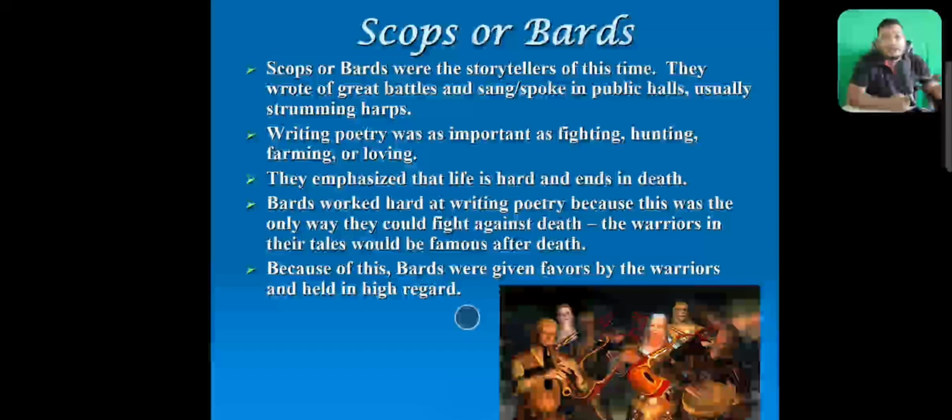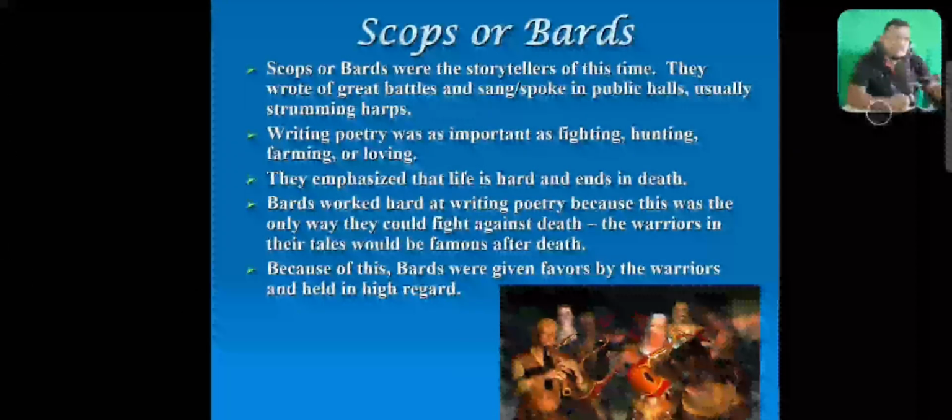Bards worked hard at writing poetry because this was the only way they could fight against death. The warriors in their tales would be famous after death. So there were a lot of writers writing about the warriors at that time. Because of this, bards were given favors by the warriors and held in high regard. There was a lot of respect from the king for the bards at that time, because they were writing poems about the warriors and the wars. It was as important as fighting, hunting, farming, and loving.